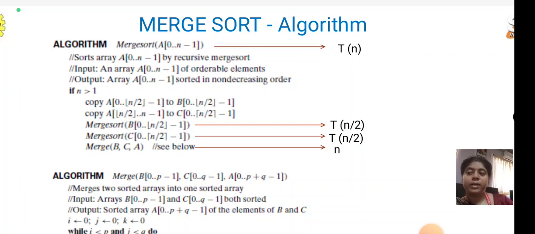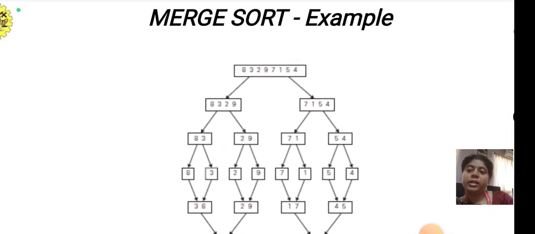First we check whether n is greater than 1. If it is, then we copy the first half of the elements to the B array and the second half of the elements to the C array. For example, 0 to n minus 1 is the size of the array, and n by 2 minus 1 marks the middle. For example, here we have 8 elements. The first 4 elements, 8, 3, 2, 9, are stored in the B array, and 7, 1, 5, 4 are stored in the C array.